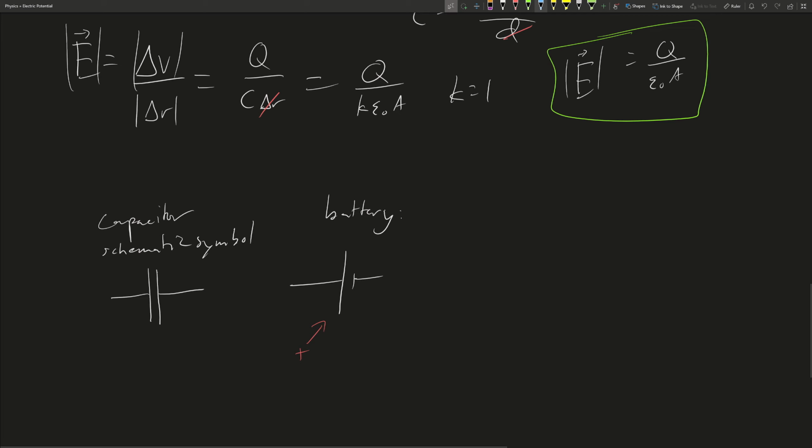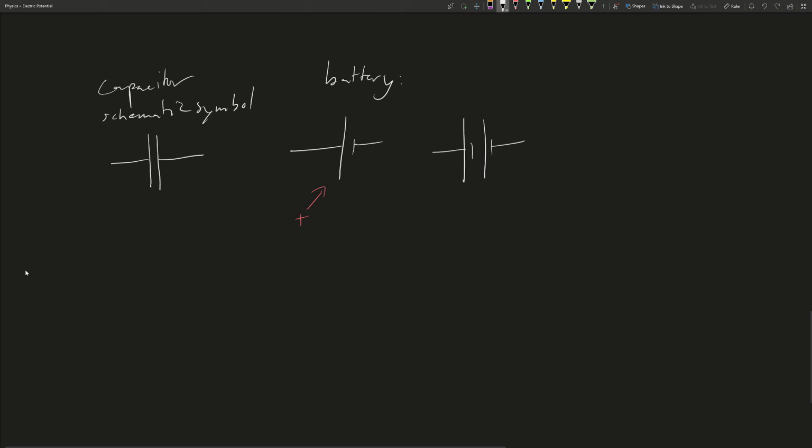Sometimes you can also see a battery, especially when it's multiple cells, look like this. So it'll be like multiple of these stacked together. And again, the positive side is going to be the longer side. Capacitor symbols could also be curved. And sometimes when you have electrolytic capacitors, which have polarity, the positive side will be straight while the other side will be curved.